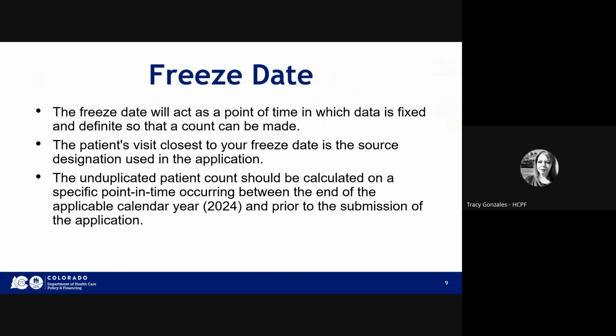The unduplicated patient counts should be calculated on a specific point in time occurring between the end of the applicable calendar year, which would be December 31st, 2024, and prior to the submission of the application. When we say prior to the submission of the application, we are referring to the submission of the Primary Care Fund application, which was May 23rd, 2025.